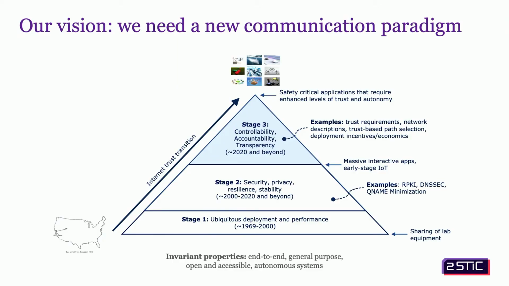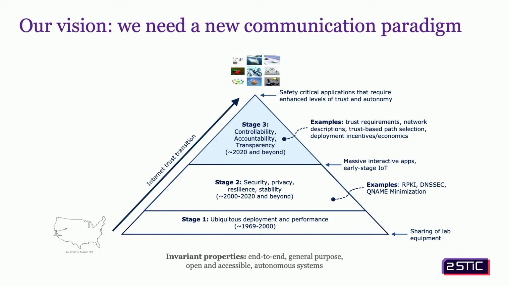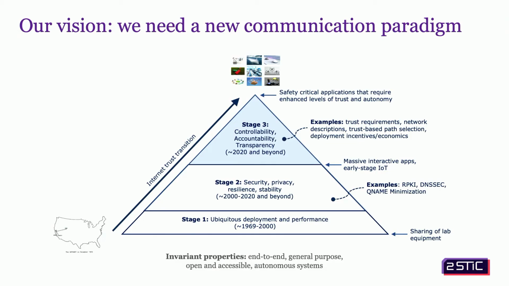Okay? And we also think that while we need to make that transition, a few of the key properties of the internet infrastructure we need to keep. So it needs to stay open, it needs to be a general purpose platform, and it still needs to stick to this decentralized ownership and control, so the autonomous systems construct, you could say.